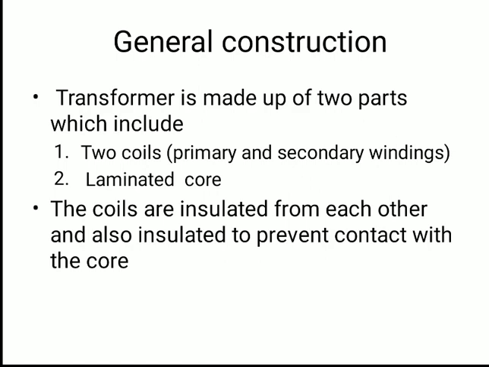First one is two coils. We have seen all this in electromagnet. What do you mean by coil? There is one conductor, and on that conductor we wind a wire made up of copper mostly. That becomes a coil. So we have two coils: first is the primary, and second is the secondary coil. Then we have a laminated core.